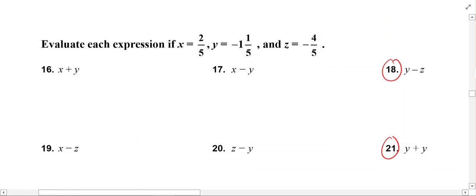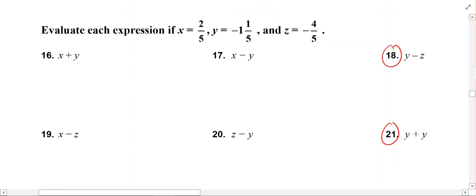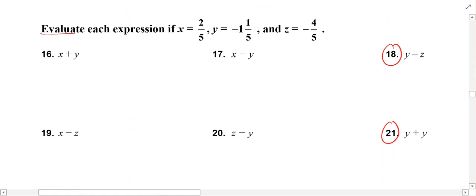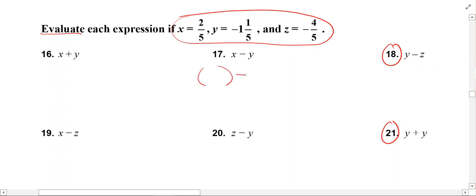All right, let's go down to this one right here. This is evaluate expressions. That means to solve it. So you need to enter these into the problems. So you can see that 18 is y minus z. All you have to do on 17, as an example, you would do parentheses minus parentheses, and then do your substitution property. X is 2/5, y is -1 and 1/5.